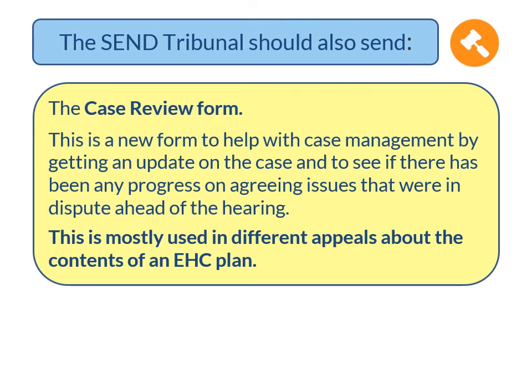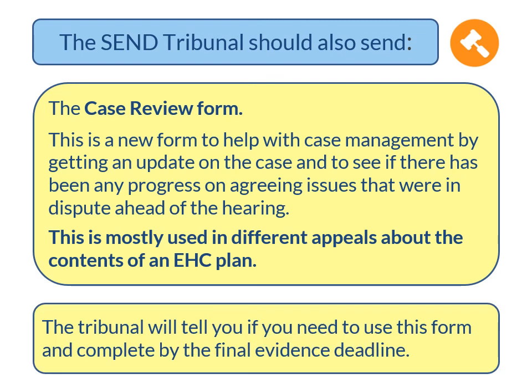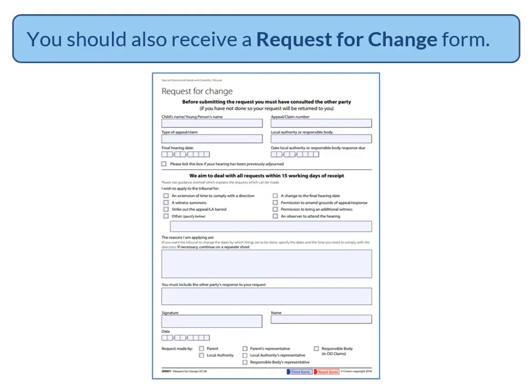The SEND Tribunal should also send you a case review form. This is a new form to help with case management by getting an update on the case and to see if there has been any progress on agreeing issues that were in dispute ahead of the hearing. This is mostly used in appeals about the contents of an EHC plan rather than refusal to assess appeals. The Tribunal will tell you if you need to use this form, which would be completed by the final evidence deadline. You should also receive a request for change form, which looks like this.